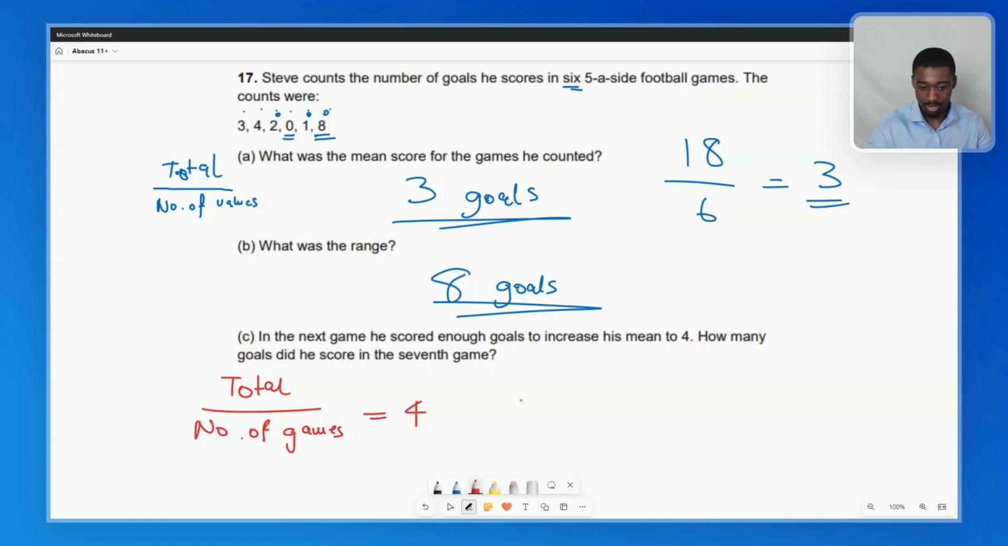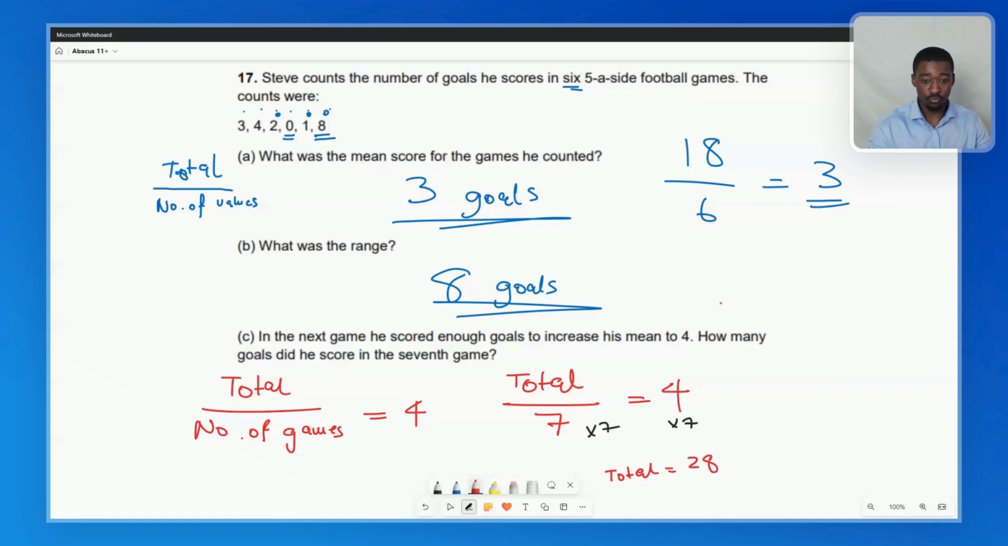So let's just take it step by step and rewrite this formula. The mean is going to be total goals scored over number of values, number of games, which in this case is 7. And we're told this mean has increased to 4. So how many goals did he score in the 7th game? Well, if we rearrange this equation by multiplying both sides by 7, we work out that the total has to equal 4 times 7, which is 28.